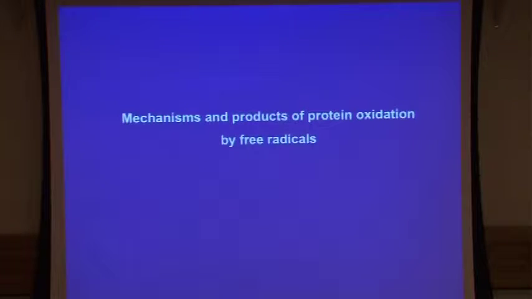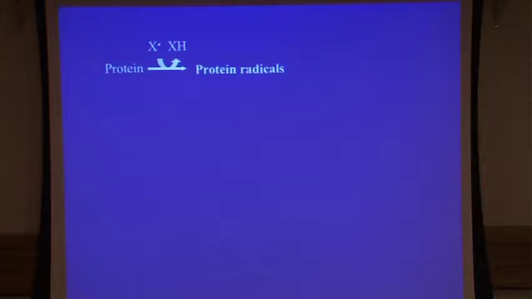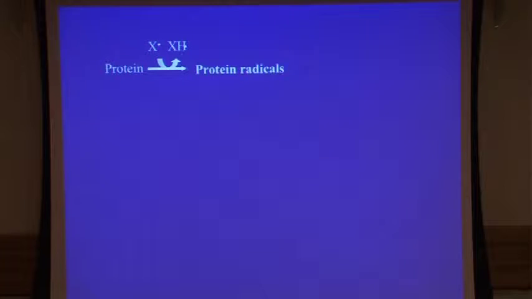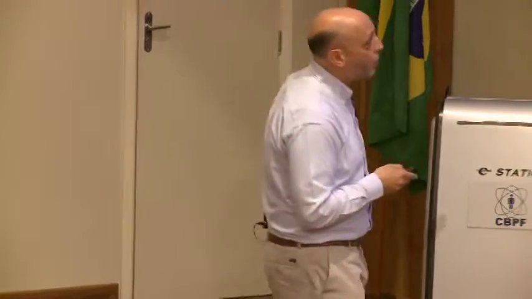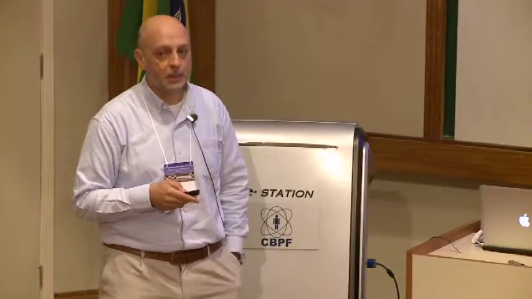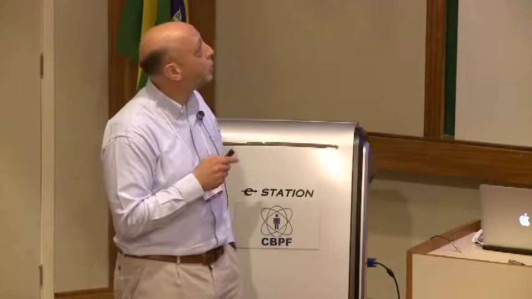Then, if there are radicals that are formed, hydroxyl radicals, nitrogen dioxide radicals, the protein is oxidized by 1 electron and then you form protein radicals. And if you form protein radicals, the process is pretty much not very controlled enzymatically. You go into a chemical process, which is not easy to control. So it's better to minimize this.